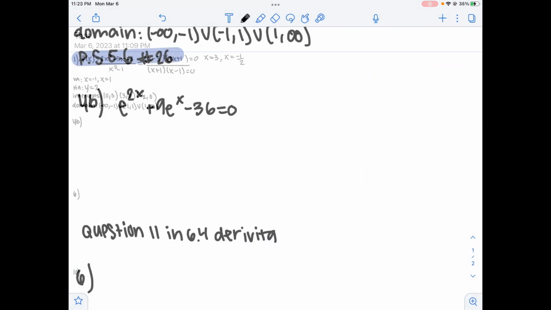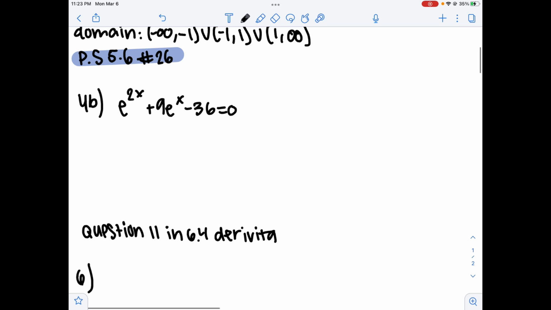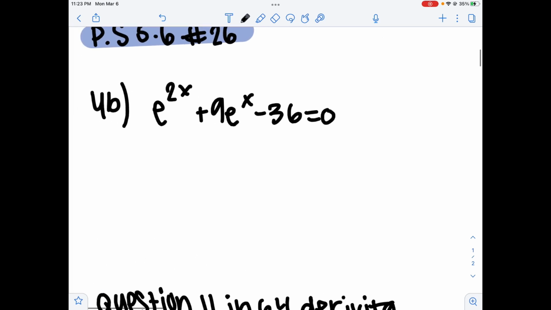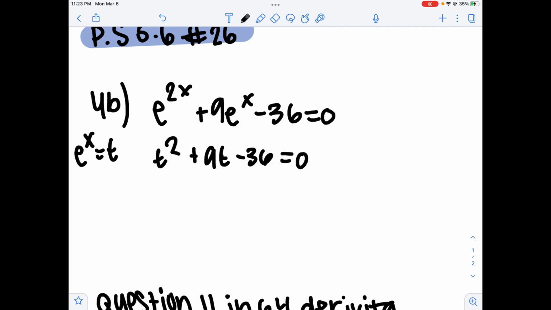And that's problem 1. I forgot to mention, but a problem that is similar is from problem set 5.6, number 26. So for this problem, what we're going to do first is set e to the x equal to t, just to make it easier. So t squared plus 9t minus 36 equals 0. So from there we're going to simplify that further.